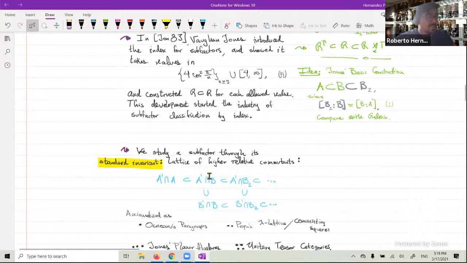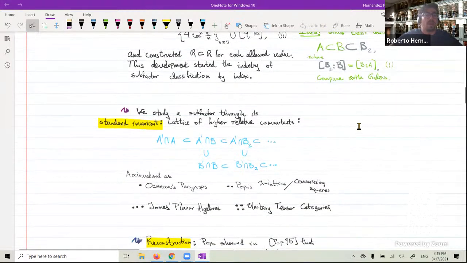So this standard invariant will be constructed by computing the relative commutant of A inside each of the larger algebras. So for instance, the first row here in blue is just the centralizer algebra of A inside of A, the centralizer algebra of A inside of B2, and so on and so forth. And then the second row is just doing the same process, but now for B. And the lattice of inclusions here is easily obtained just by playing around with properties of commutants.